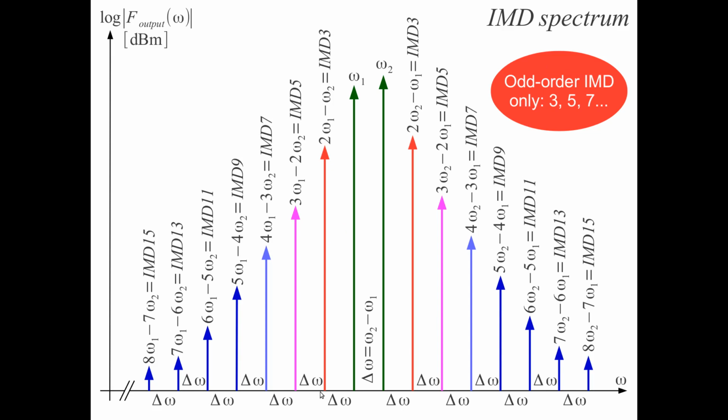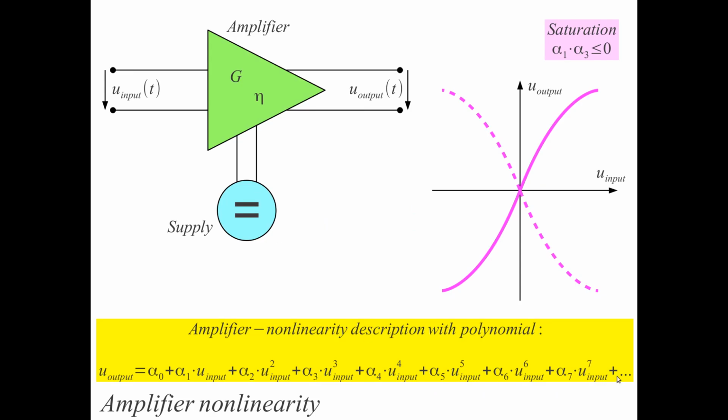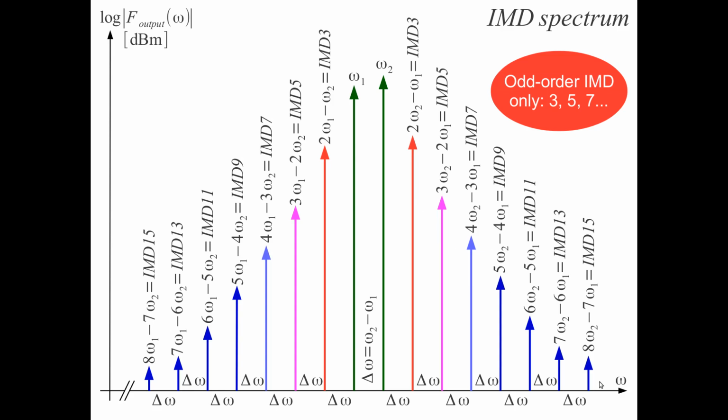All these products are always spaced by delta omega, the difference between the two original frequencies, and this may extend up to infinity if our original polynomial up here had an infinite number of terms. And this may happen with, for example, a diode response. A semiconductor diode response is usually an exponential function, and exponential functions, when converted into polynomials, have an infinite number of terms. So this actually happens. Our intermodulation spectrum is actually able to grow to infinity.